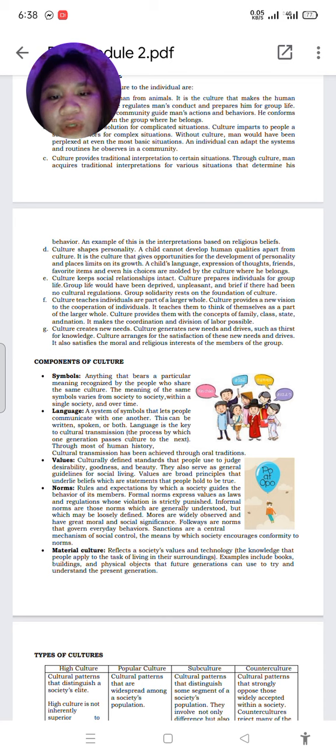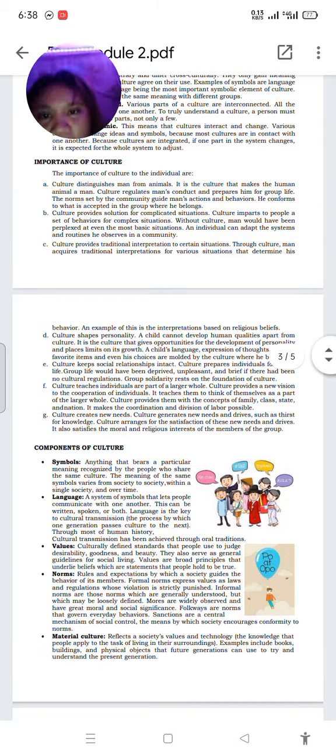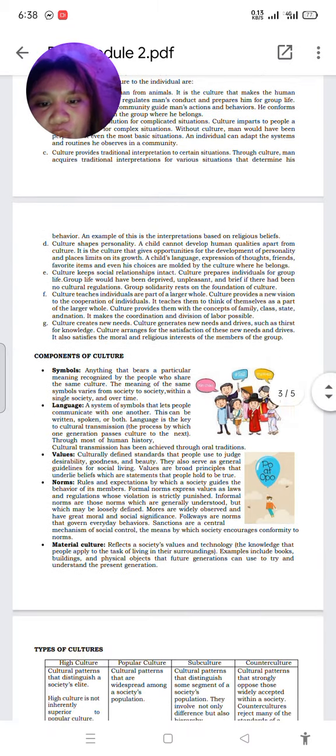So next is culture creates new needs. Culture generates new needs and drives, such as thirst for knowledge. Culture arranges for the satisfaction of these new needs and drives. It also satisfies the moral and religious beliefs of the members of the group. So that is the importance of culture.